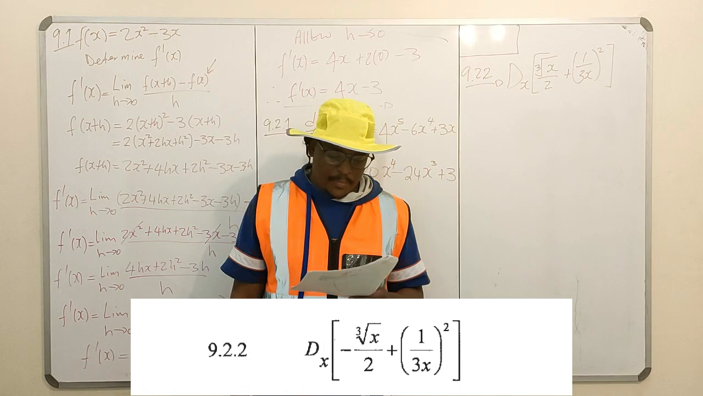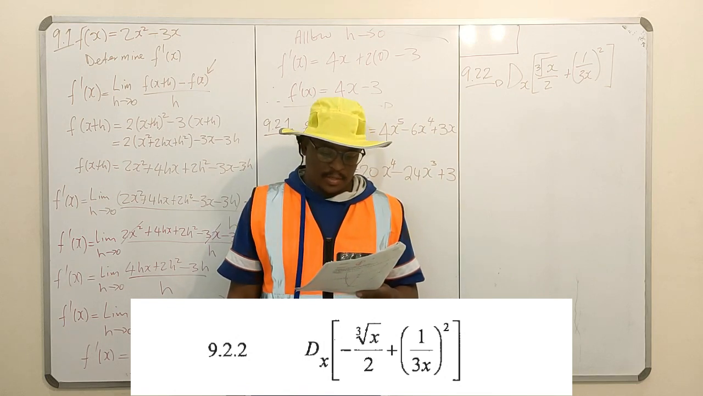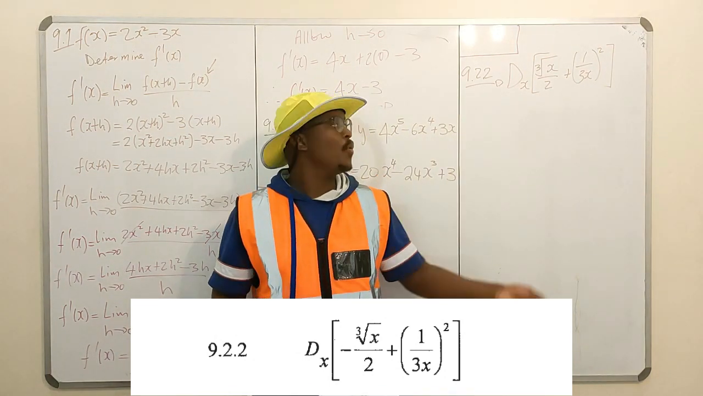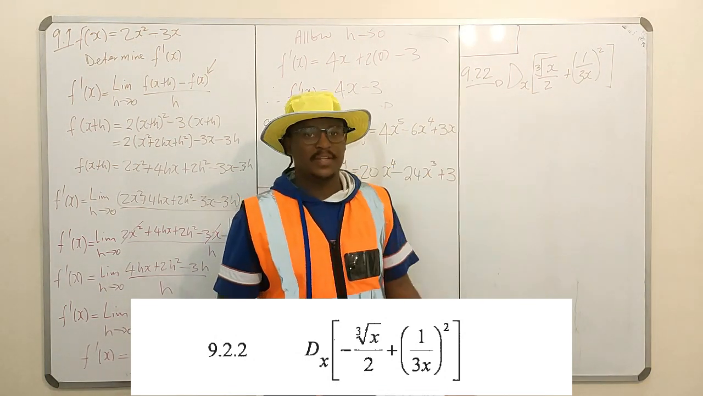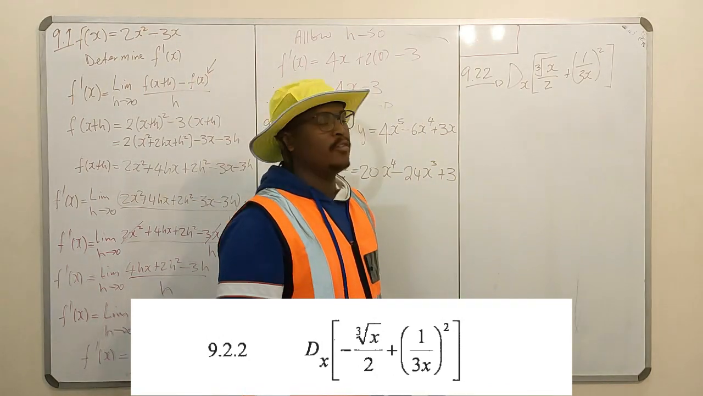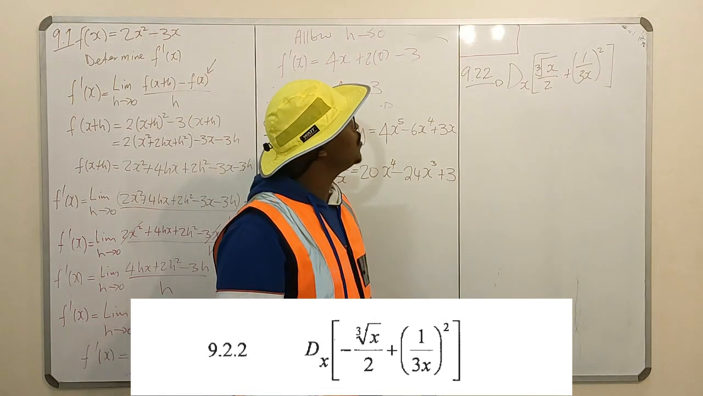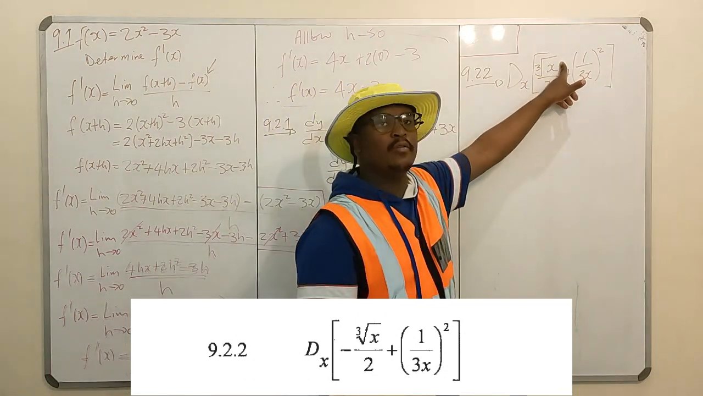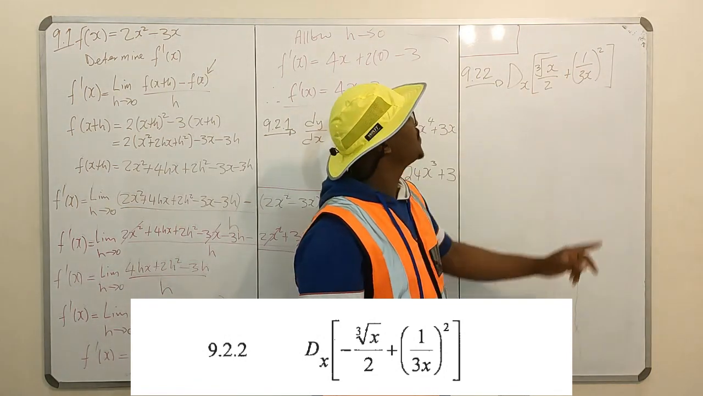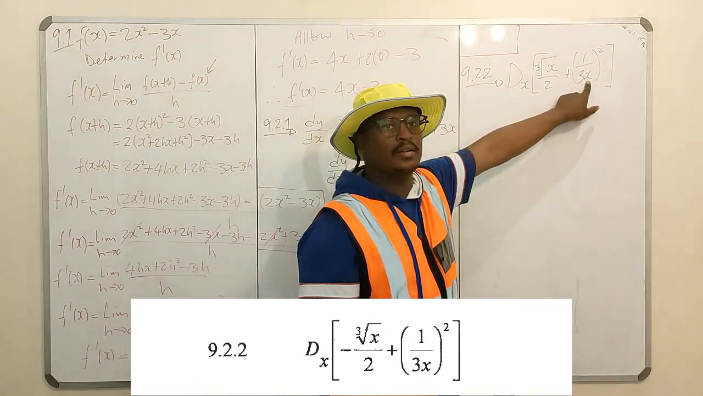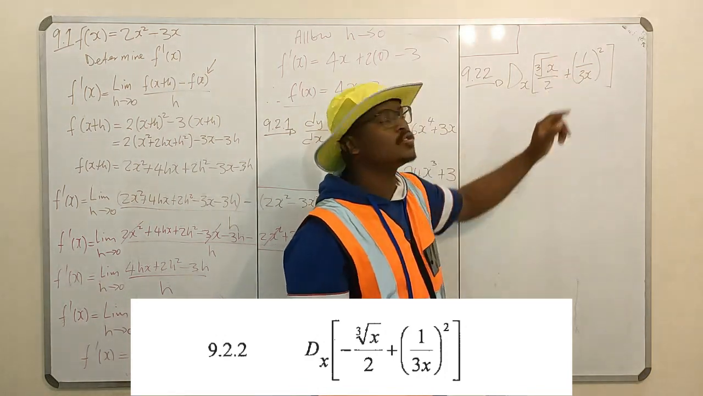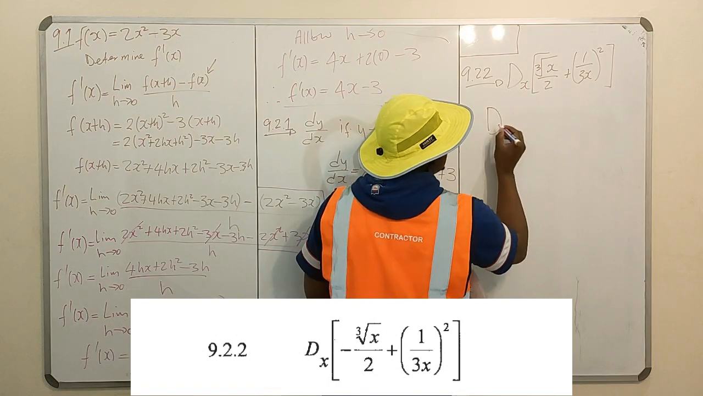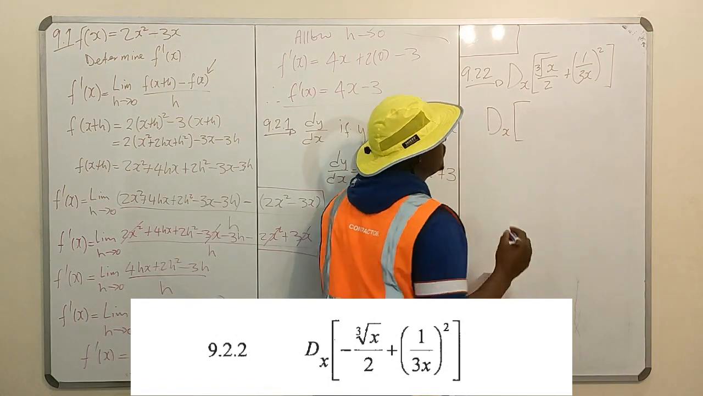Okay, now we're doing 9.2.2. Determine the derivative of this expression with respect to x. They wanted to find the derivative of this thing with respect to x. For grade 12, when you look at it, you know that you can't derive if you have any form of root inside, and you can't derive if you have a variable as a denominator. You must first sort those problems out. So let's fix our problem.